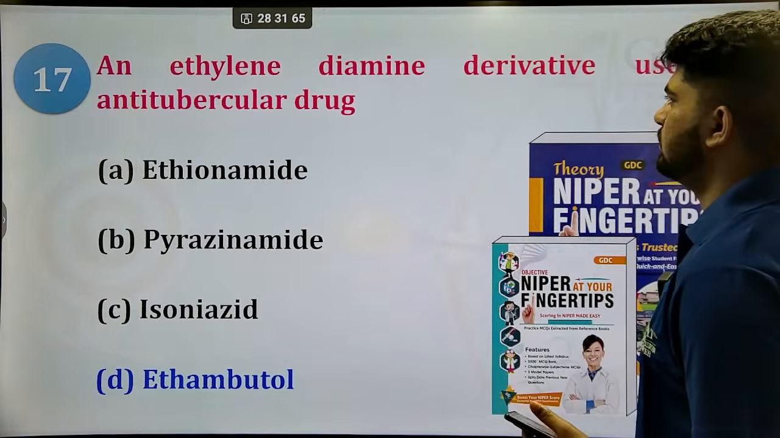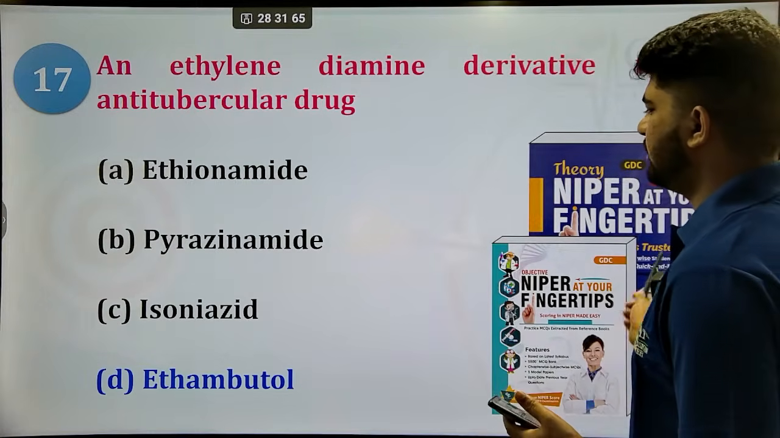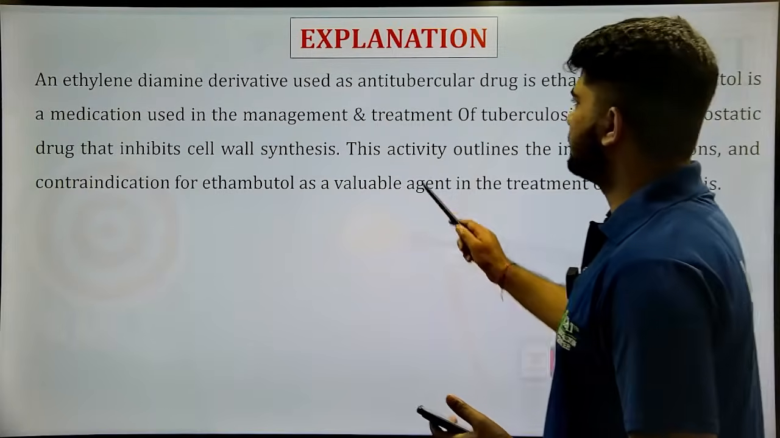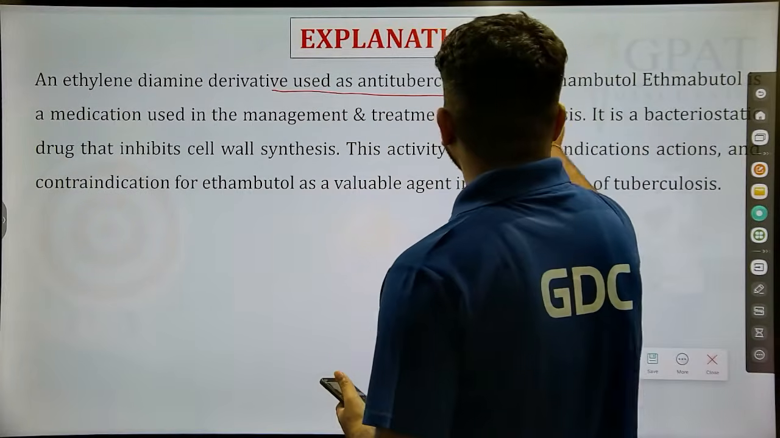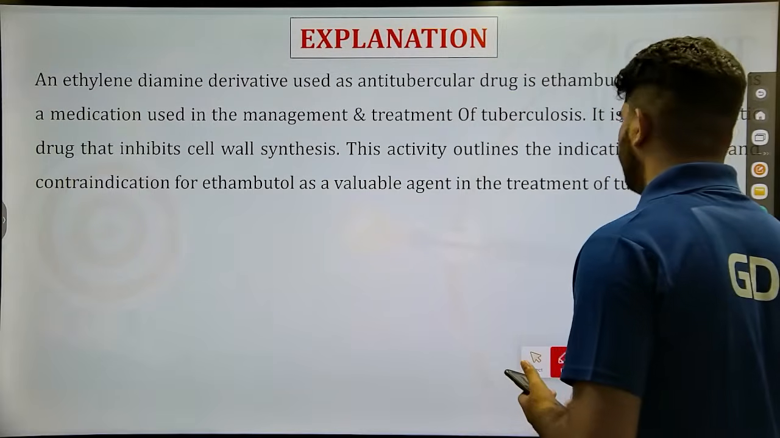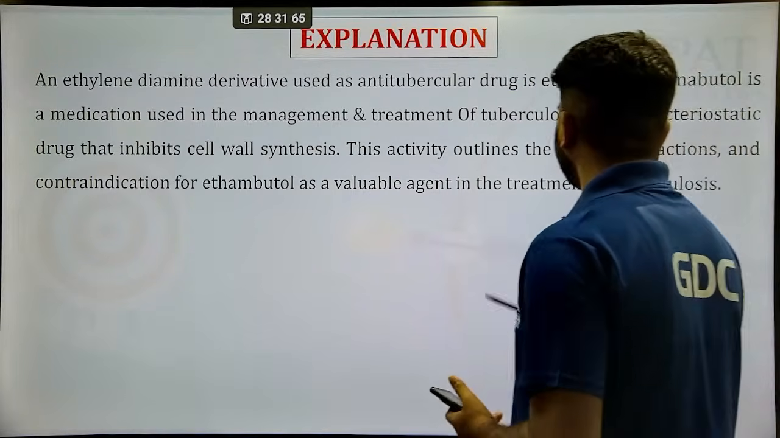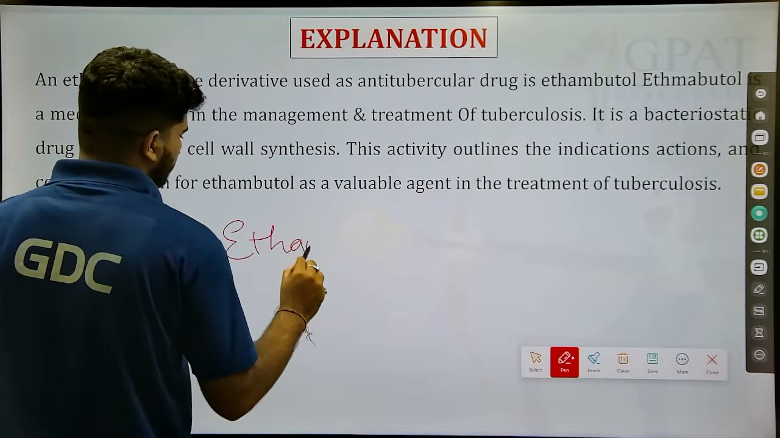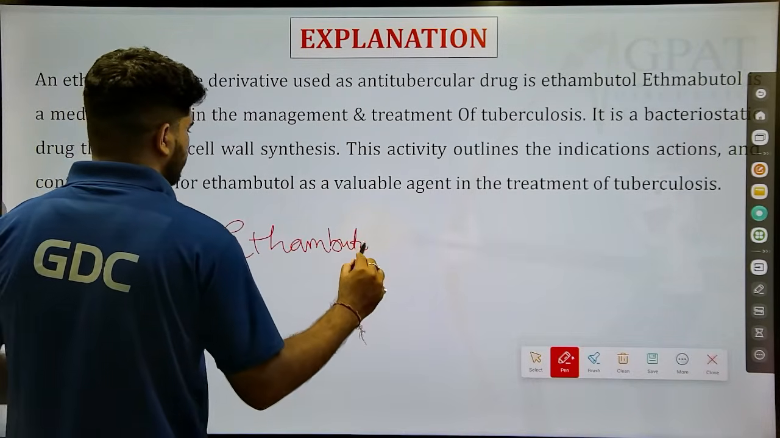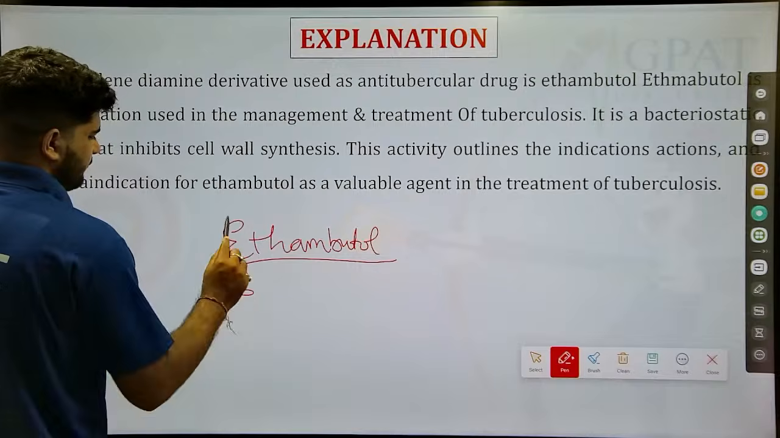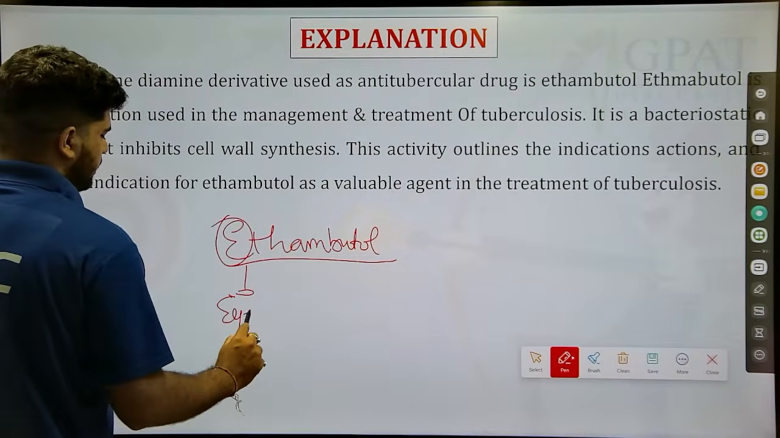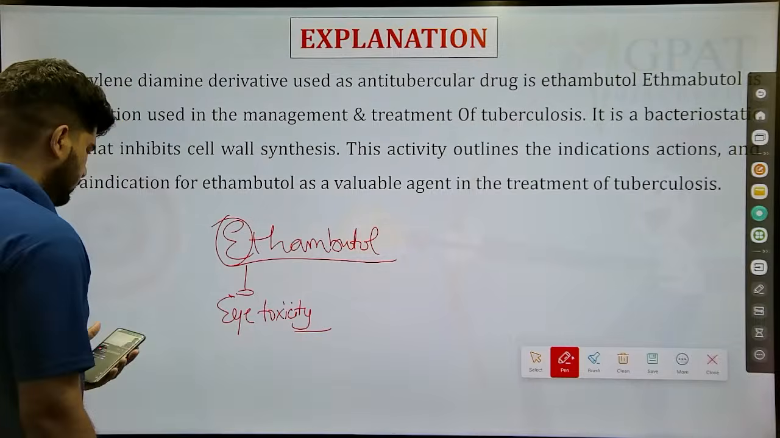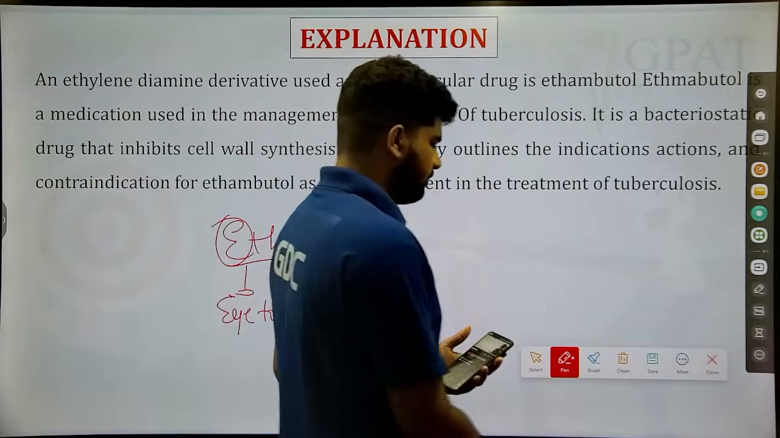Ethambutol. Okay, guys, sorry for that. Ethambutol is the ethylene diamine derivative anti-tubercular drug. E for ethambutol, and E for eye toxicity, right? E for ethambutol, E for eye toxicity. This is going to be the adverse drug reaction that you have to mention over here.